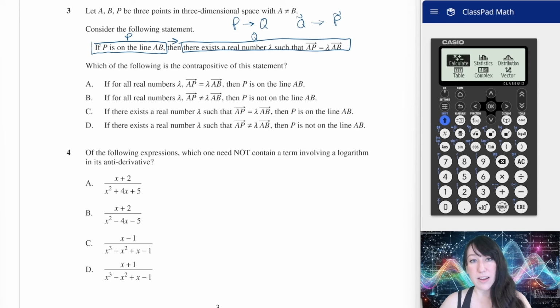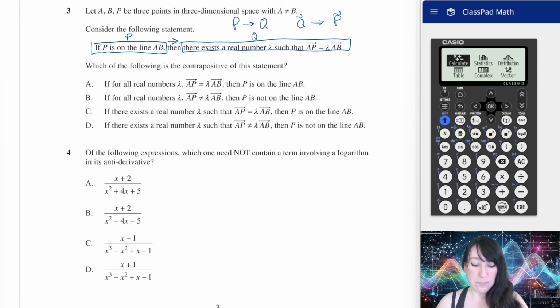Now we have to take their inverses and flip it. So, what is not Q? Or what is the opposite of there exists a real number lambda such that the vector AP is lambda times the vector AB? But if we look at our options, we have to see what is logically equivalent. In the first option, it says for all real numbers lambda, and then that equality statement. That's not what we're looking for. The opposite of there exists a real number is not for all real numbers.